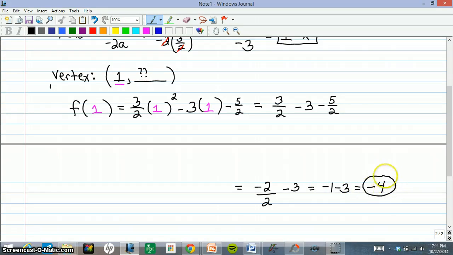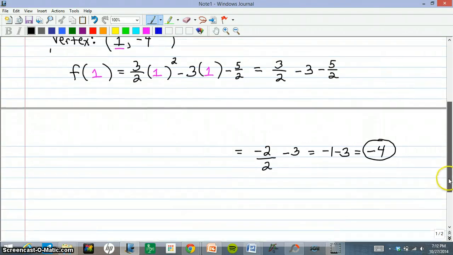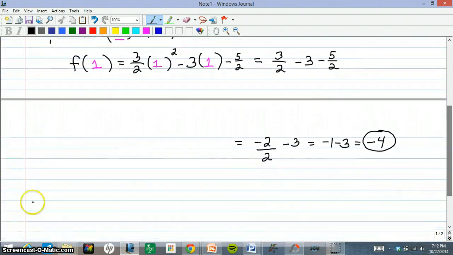Aha! When we input 1, the output is -4. Why did we input 1? Because that's the x coordinate of the vertex. So now we actually do know the output here is -4. Beautiful thing. Now that we have the entire vertex, we can also tell the max or minimum value.